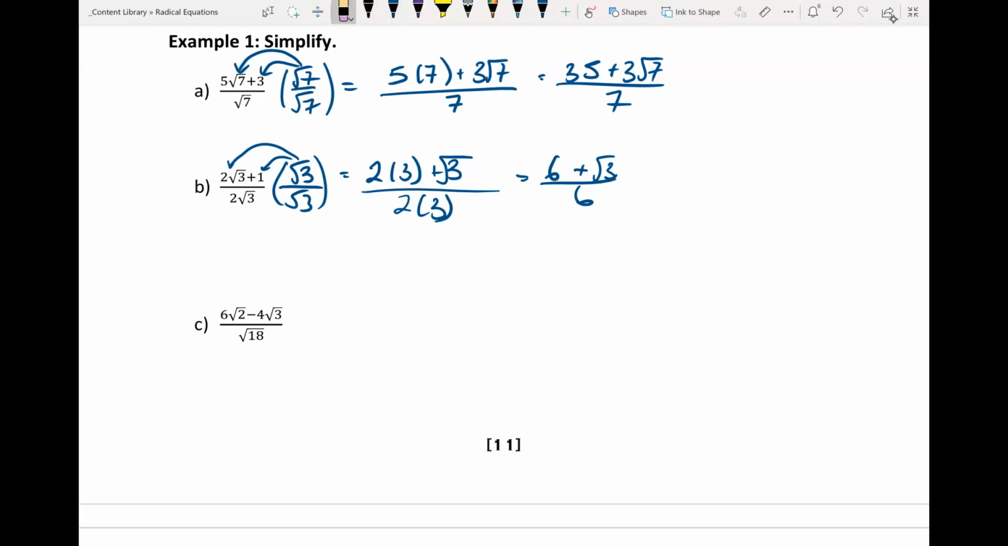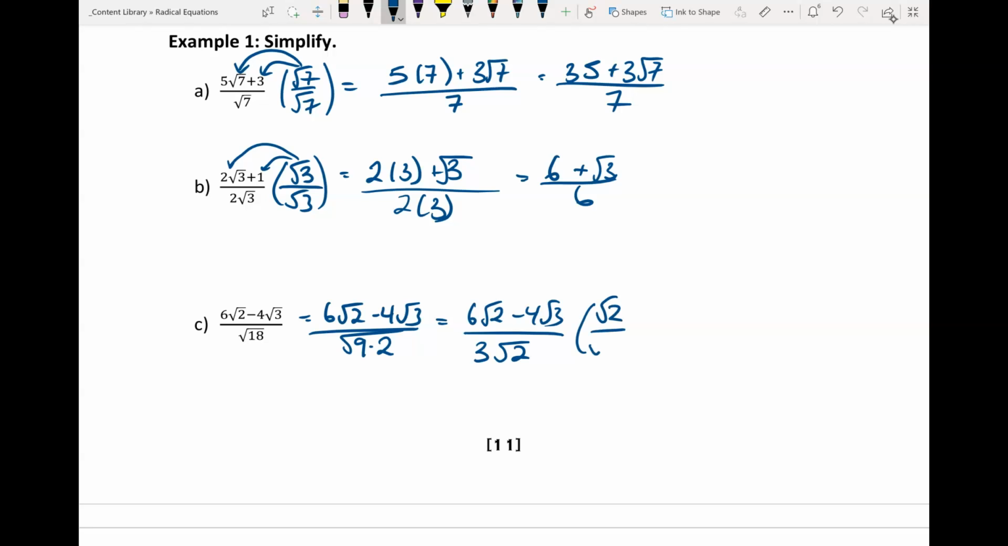Instead of multiplying top and bottom by root 18, I could just simplify this first, just so we can deal with smaller numbers, because I can rewrite the root of 18 as the root of 9 times 2. And then I know what the square root of 9 is. And it's 3. So then we're just left with root 2. Now I'm going to rationalize the denominator by multiplying top and bottom by root 2.